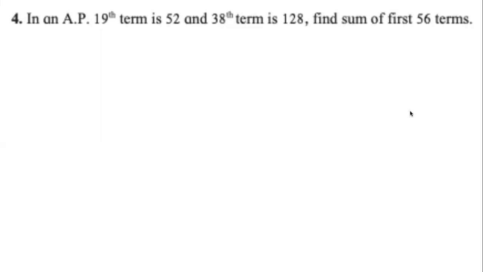For question number 4 of practice set 3.3, all I want you to tell me is, how do we convert a part of this question, I will tell you which part, this part of the question, into an equation. What should I write? You tell me, I will write it and it will be over. If you are able to speak, speak. If you are not, type it. How do we convert this part of the statement, in an AP, 19th term is 52, into an equation?